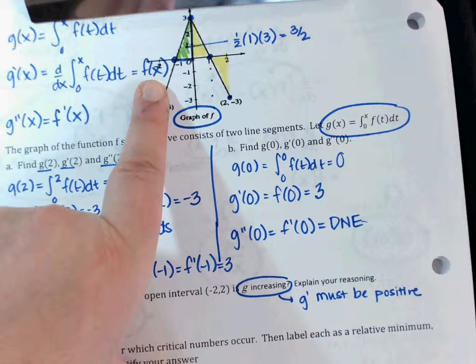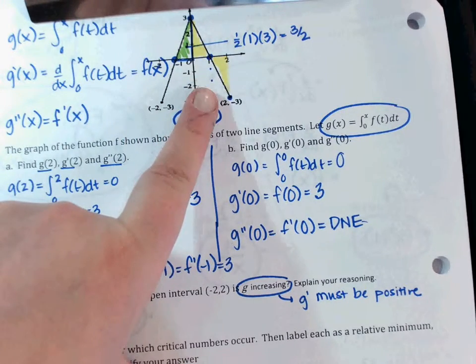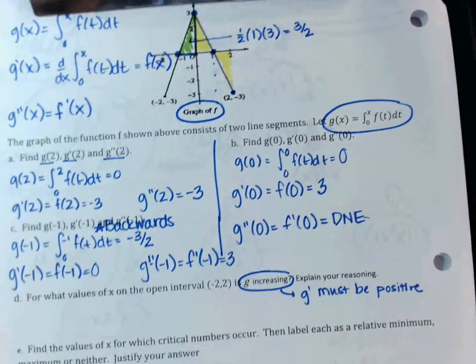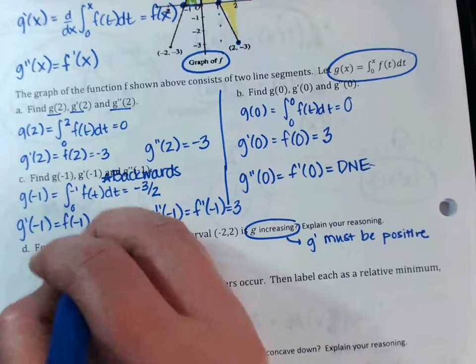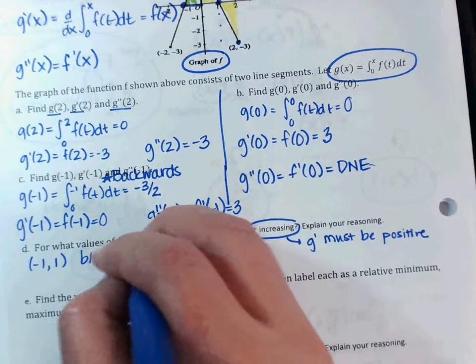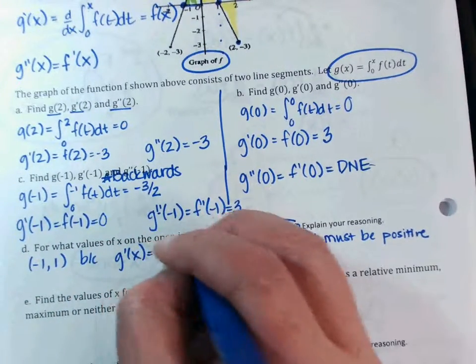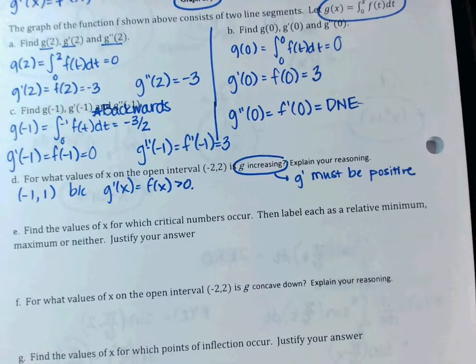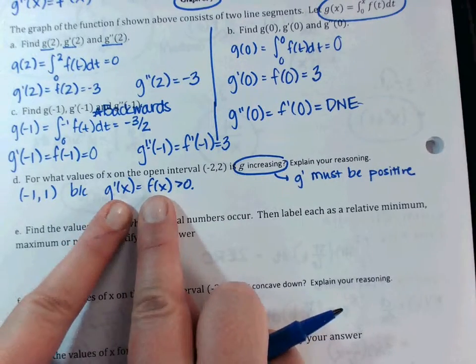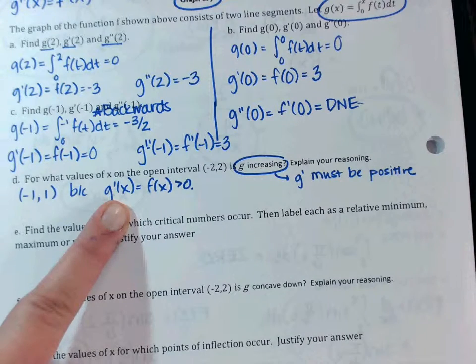So if I want g prime to be positive, I need the y values of f to be positive. Where are my y values positive? Negative 1 to 1. So negative 1 to 1 because g prime, which is really f of x, is greater than 0. And you have to make the connection between what you're talking about in g and what you're talking about in the graph that you're actually looking at.